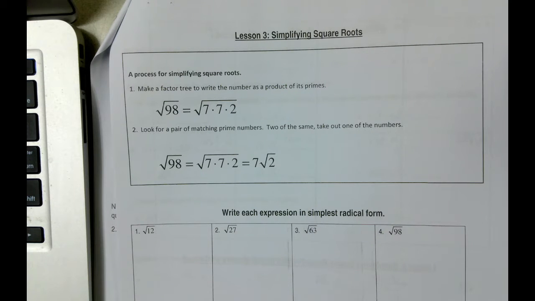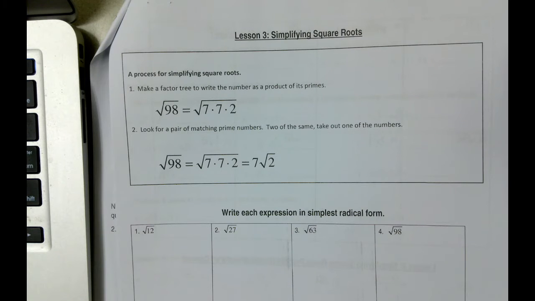As we look at this box up here, our first step says to make a factor tree to write the number as a product of primes. In a minute I'll show you how I really do these when we get down to the examples, because we have plenty of them. But if we're simplifying the square root of 98, we make a factor tree of the prime numbers that multiply to be 98.